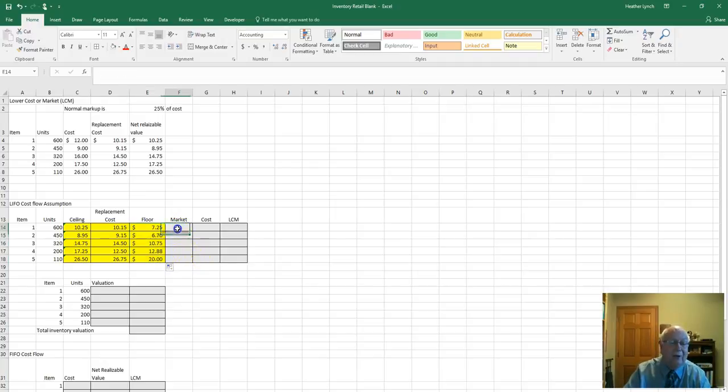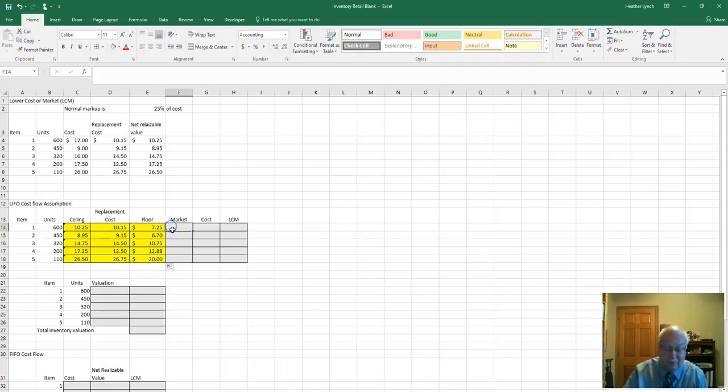Now what we'll want to look at here from market, the reason why I have these in yellow is because we want to find the market value. And market value has to be between the ceiling and the floor. So if the replacement cost is between those two items, then we use replacement. Otherwise, we use the one that's the closest.